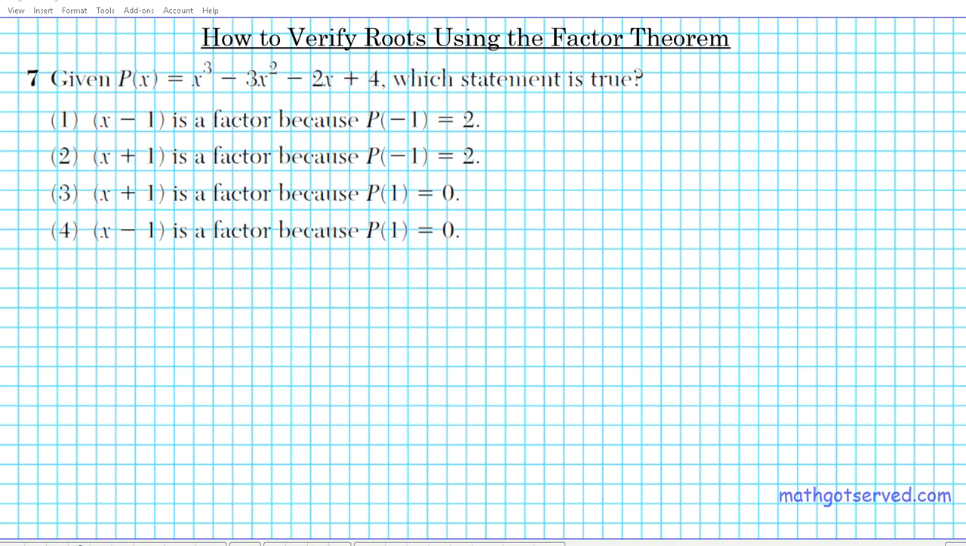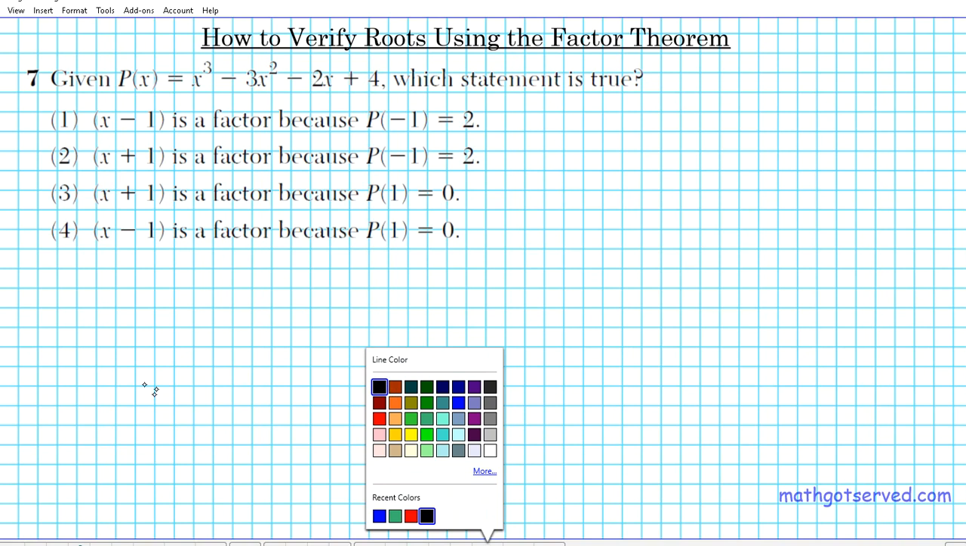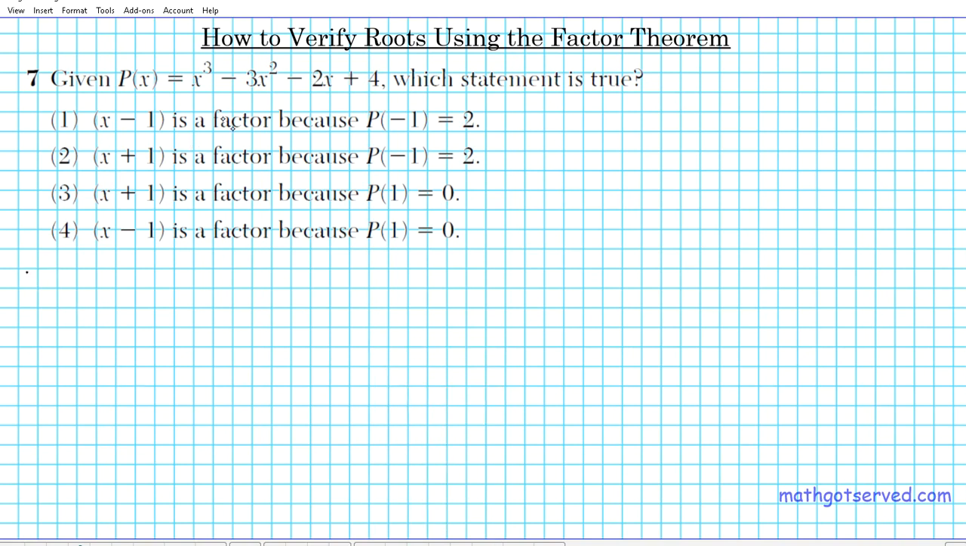Alright, let's take a look at question 7. In question 7, you're being assessed on how to verify if factors are roots of a polynomial using the factor theorem. Question 7 reads, given p of x equals x to the third minus 3x squared minus 2x plus 4, which statement is true? We have 4 statements here. We have the factors and the implied roots based on what the factors are.